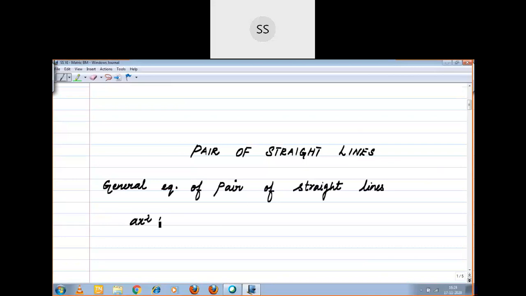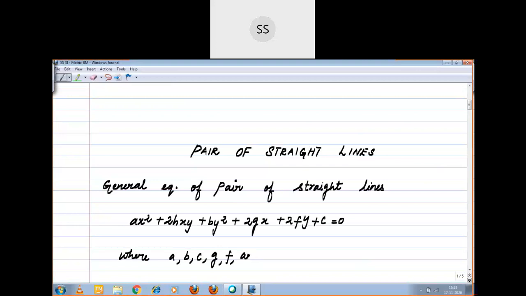That is ax square plus 2hxy plus by square plus 2gx plus 2fy plus c is equal to 0. What I said, once again I'm going to repeat: general equation of pair of straight lines, ax square plus 2hxy plus by square plus 2gx plus 2fy plus c is equal to 0, where a, b, c, g, f and h are all constants, right? All constants.